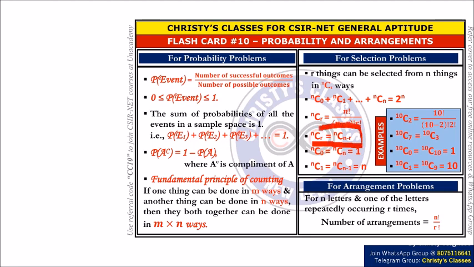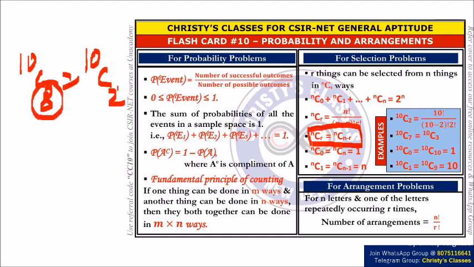NCR and NCN minus R are equal. What does that mean? 10C8 will be equal to 10C2. That's a simple idea. 10C8 and 10C, 10 minus 8 are equal. 10 minus 8 is 2 now. So they both are equal. Or look at this example, 10C7 and 10C3 are equal.